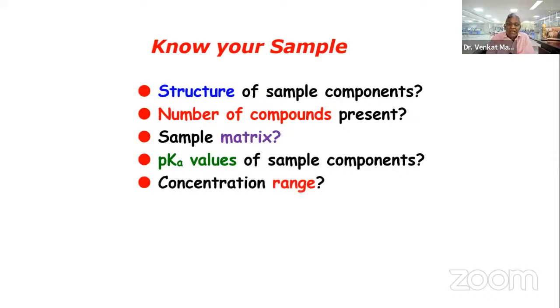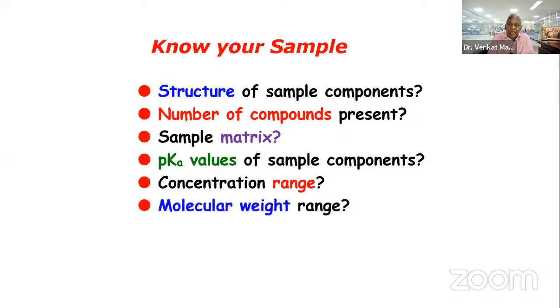Good. Then what is the concentration? Am I looking at the microgram level? Are you looking at the nanogram level? If it is a genotoxic impurity, am I looking at the picogram level? I should know what the concentration range is.